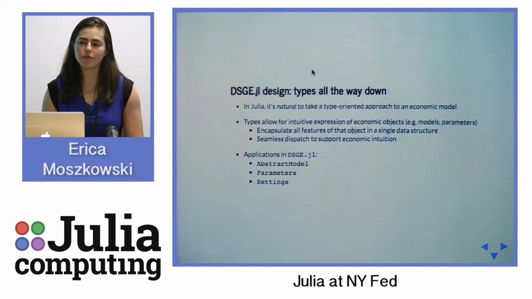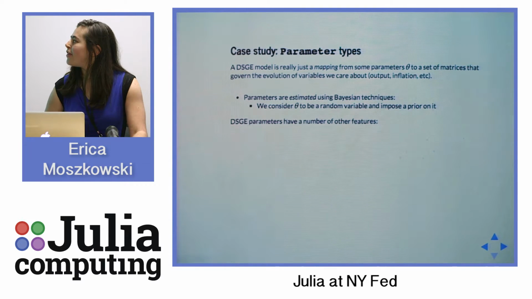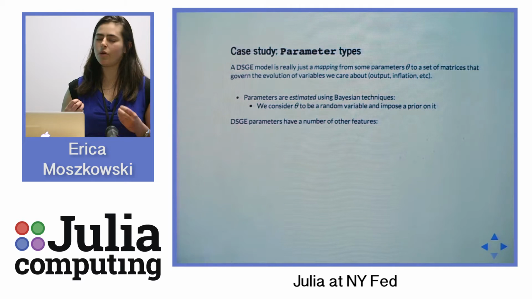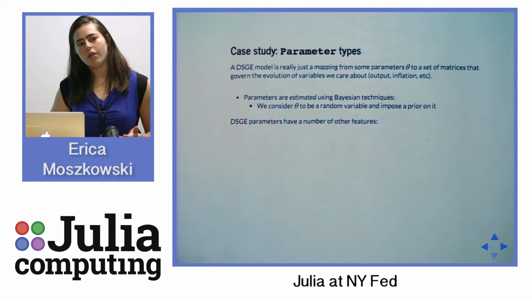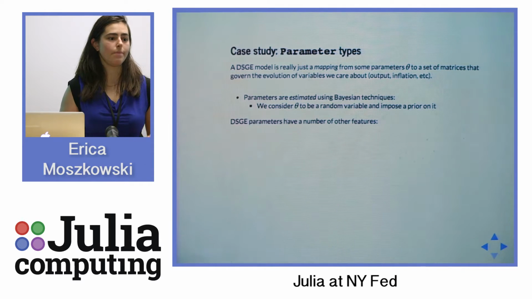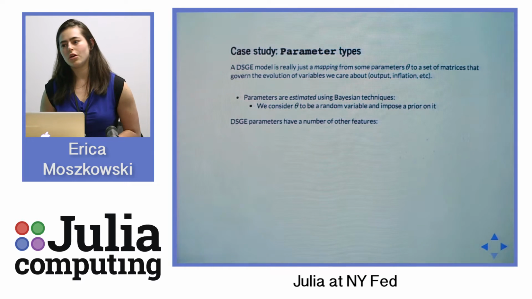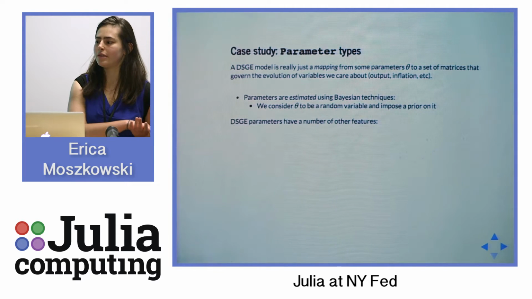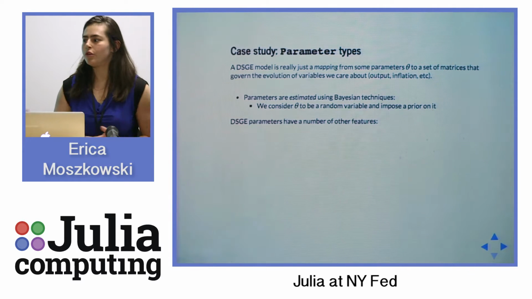The entire model can really just be synthesized into a mapping from parameters into a set of matrices that govern the transformation of a system over time. And in particular, the system we're interested in is the US macroeconomy. So we have a mapping from our set of parameters into a set of equations that tell us how GDP evolves over time or how inflation evolves over time.